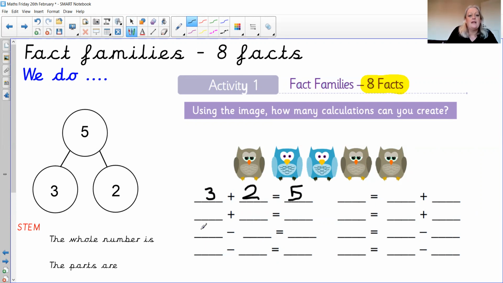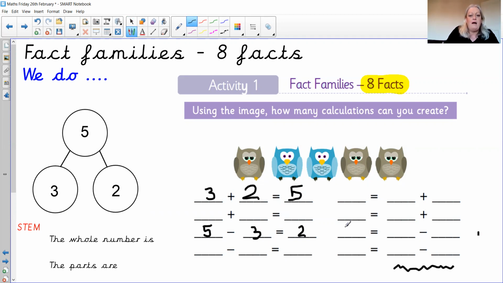Let's do a takeaway. So my whole number 5, take away one of my parts, 3, leaves me with my other part, 2. Now, I'm just going to tell you now, these are the tricky ones we were looking at yesterday, where you put your part first, equals, and then you work out the calculation. I'll just do one to remind you.